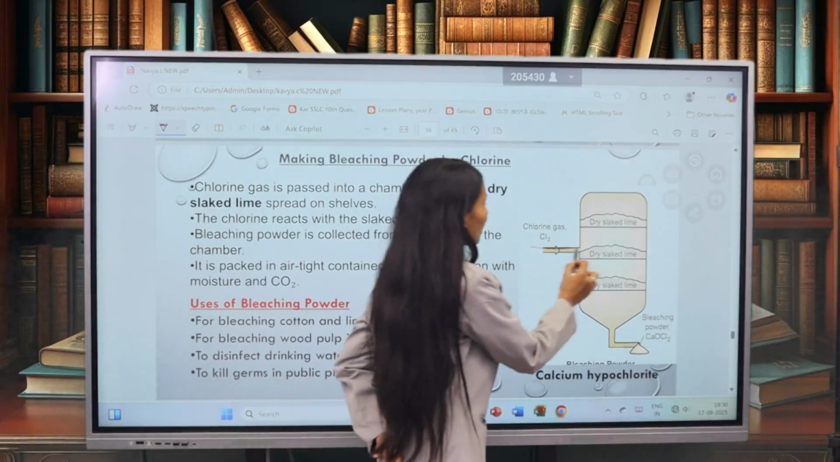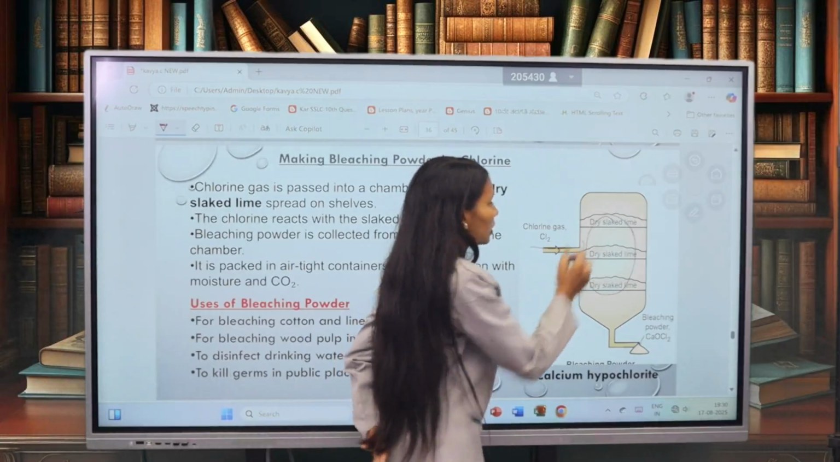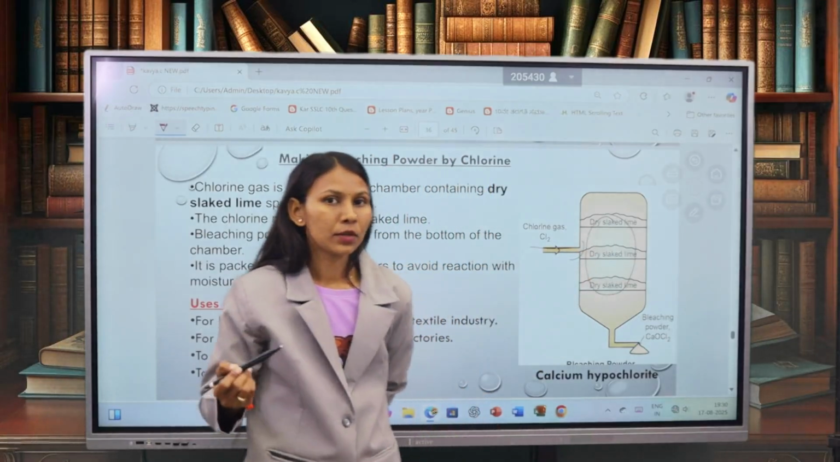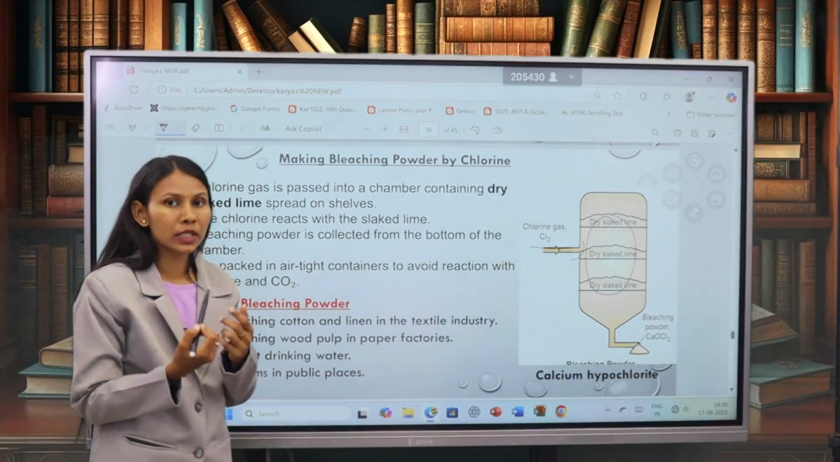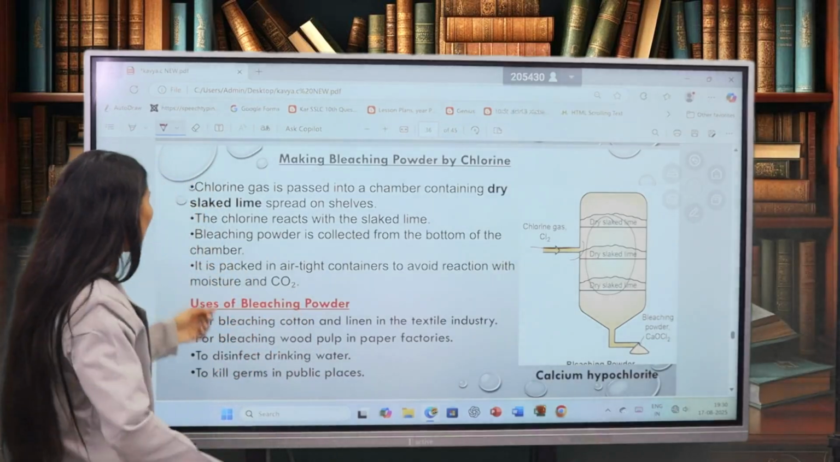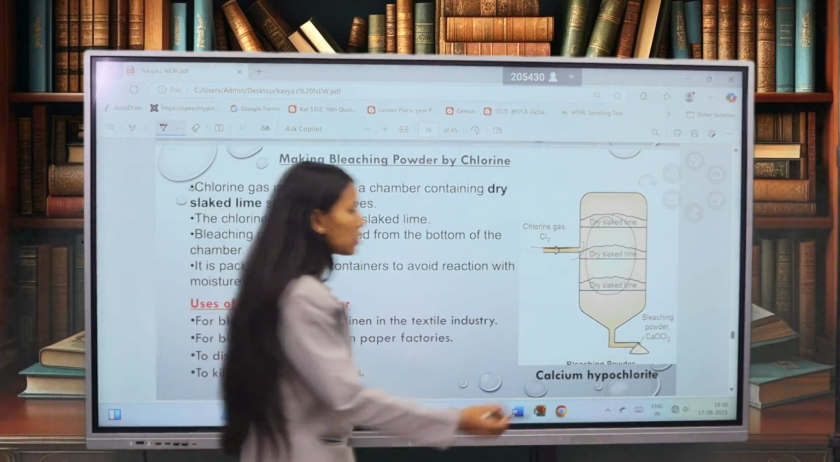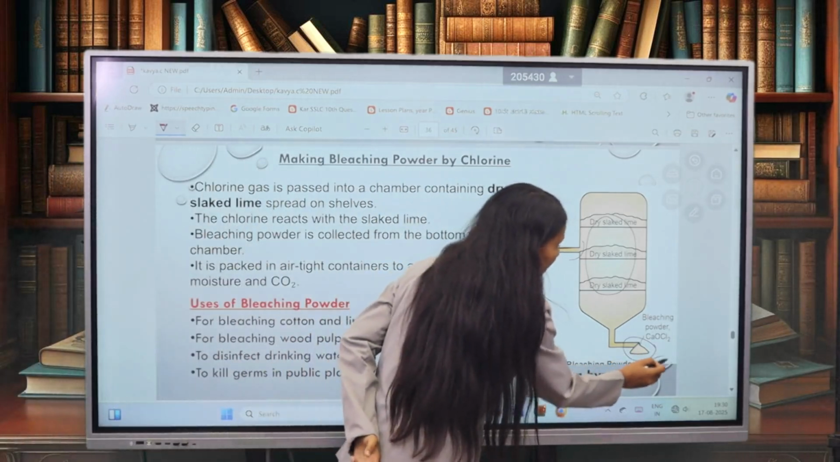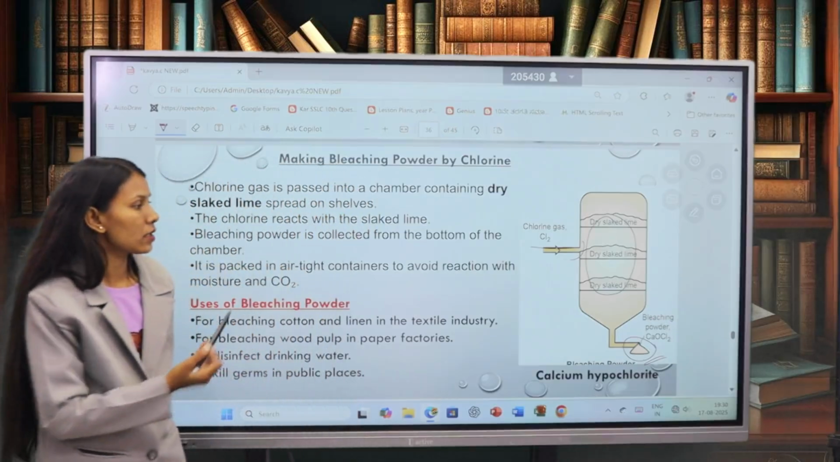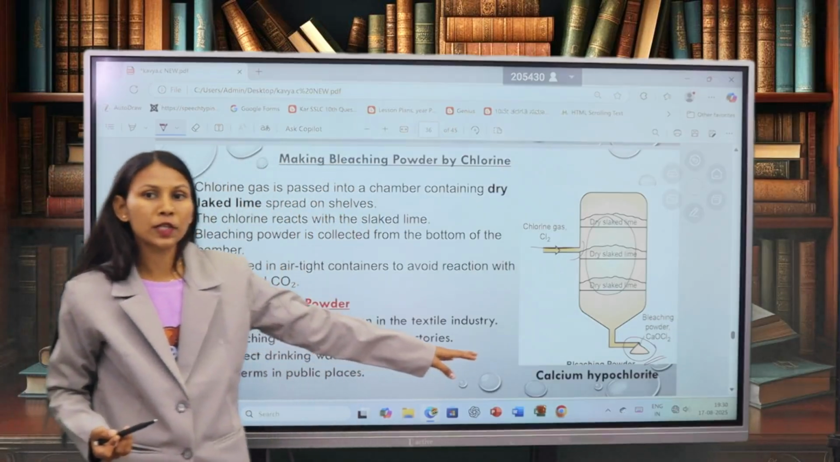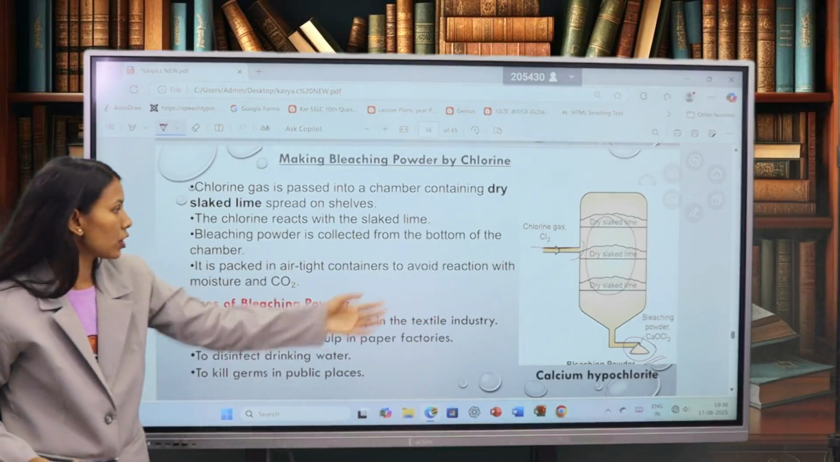Once we pass this chlorine gas, what happens? It reacts with the dry slaked lime. Once they both react together, they form bleaching powder at the bottom of the chamber, as you can see here. So this is the bleaching powder. Once they react, they form the bleaching powder at the bottom of this particular chamber.